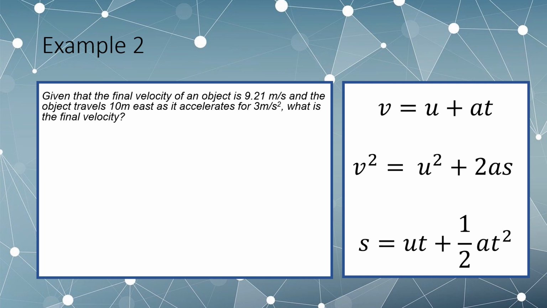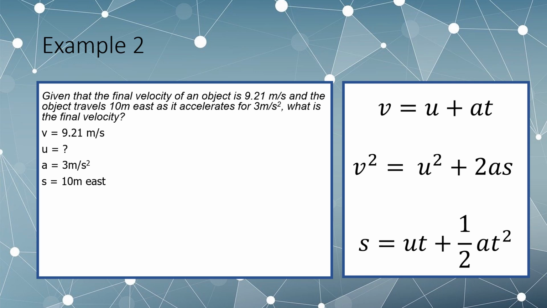So in this case, we know that our final velocity, or our V, is going to equal 9.21 meters per second. However, we don't know what our U is, so let's just say U equals question mark. Again, you could use a variable if you prefer. A is just going to then equal 3 meters per second squared, as we're told it accelerates for this much. And S, which is our displacement, is going to equal 10 meters east. We need to be careful there because it does say east. We need to make sure that we keep that in mind for our final answer.